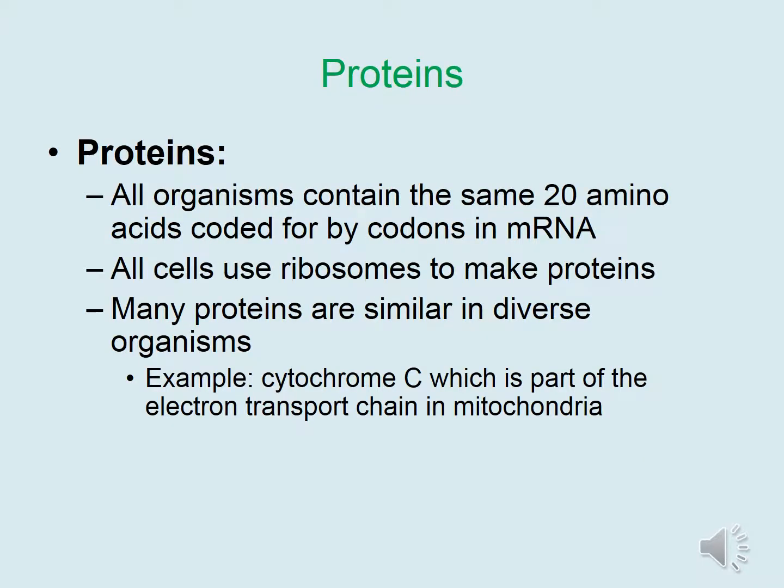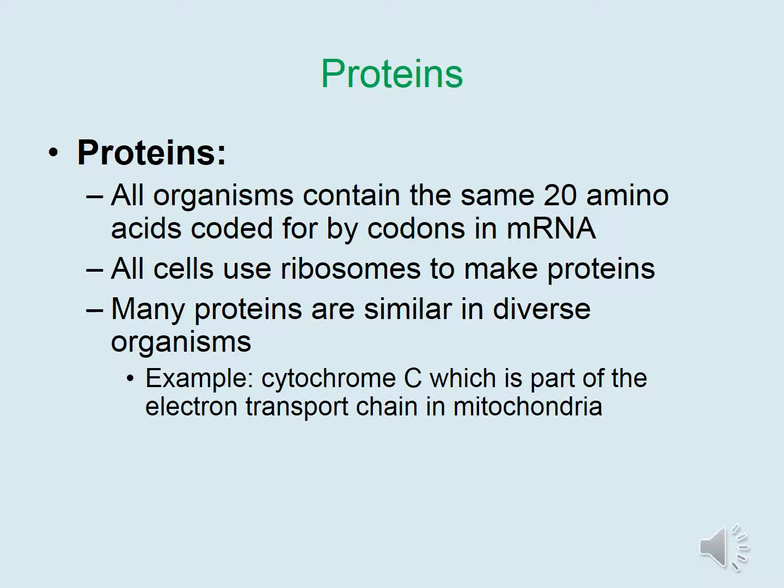Proteins are another example of a molecule that's been conserved during evolutionary history. All organisms contain the same 20 amino acids that are coded for by codon triplets in messenger RNA. All organisms also use the organelle ribosomes to make proteins. Many proteins are similar in diverse organisms. For example, cytochrome C, which is part of the electron transport chain in mitochondria, is very similar in all organisms that have mitochondria.